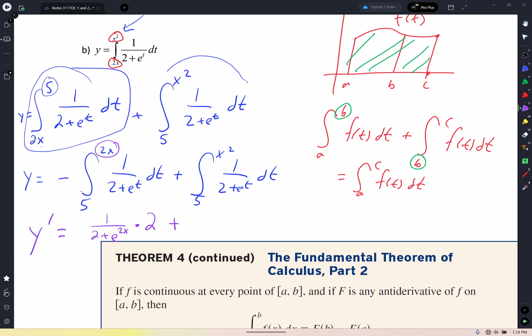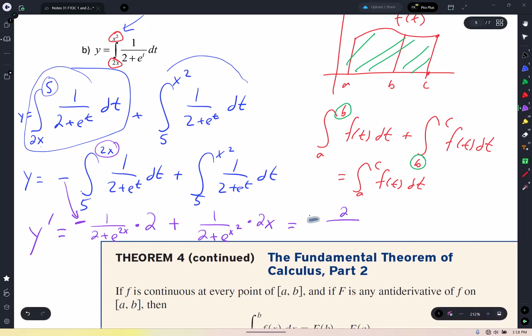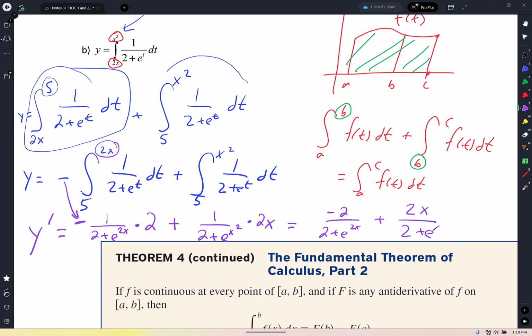Plus 1 over 2 plus e to the x squared times, what's the root of the x squared? 2x. Making it nice and pretty. Let's see, I don't see any issues. Oh, there should have been a negative here. That negative is that negative. I knew something was off there. Negative 2 over, let me put the negative next to the 2 there, over 2 plus e to the 2x plus 2x over 2 plus e to the x squared. There it is. That's my derivative.